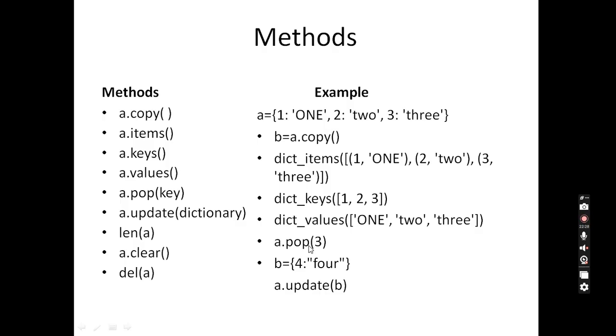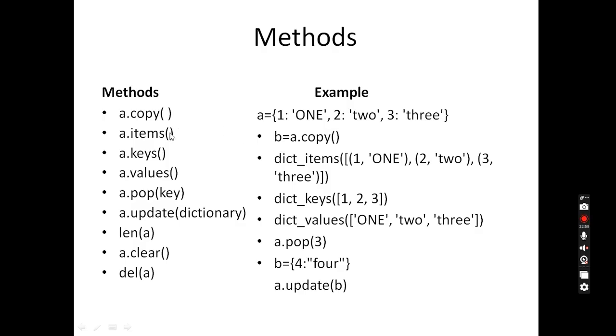Next, the methods. Here I just listed a few methods alone. The first method is the copy method. I have a dictionary A with keys 1, 2 and 3 and numbers as values. To copy, B is equal to A dot copy. This will copy the content of A into B, so A and B have the same values with different memory locations.